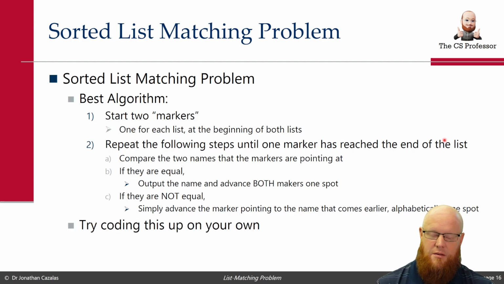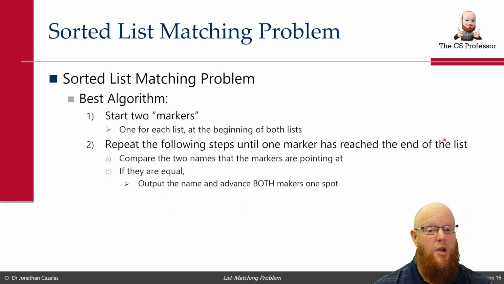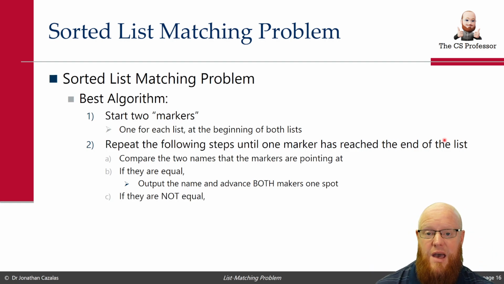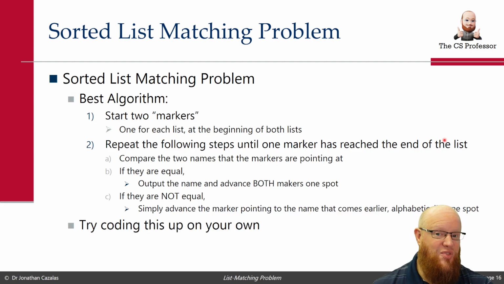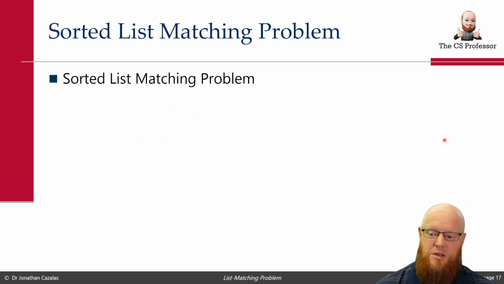Advance it. And the one thing I didn't mention, if they are equal, we print it and we advance both of the markers. But if they're not equal, advance the marker that is pointing to the smaller of the two names alphabetically. That's it. Try to code that one up on your own and see what you come up with. It's really going to be a while loop instead of a for loop, and think of some of the small nuances that would have to change compared to the previous code.